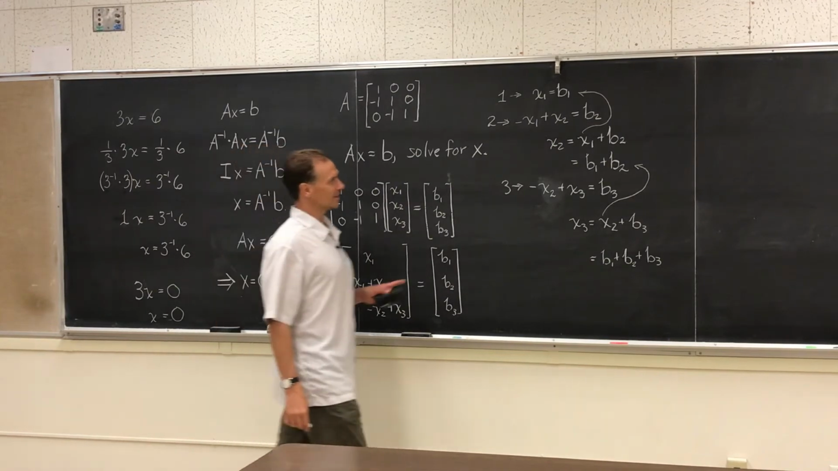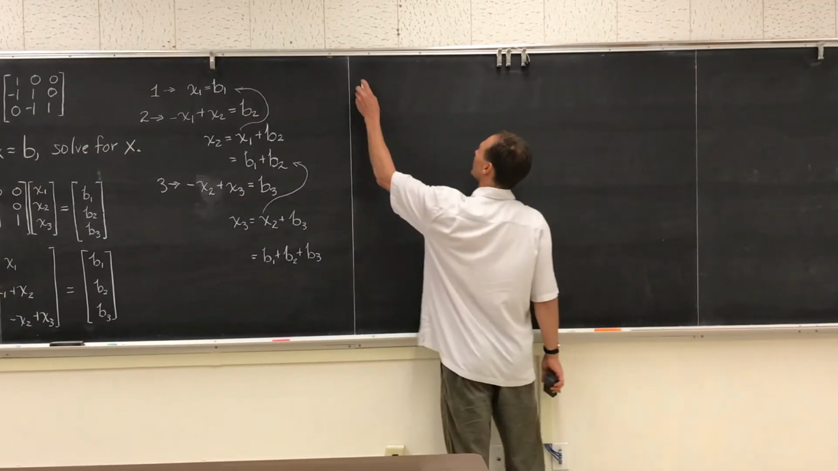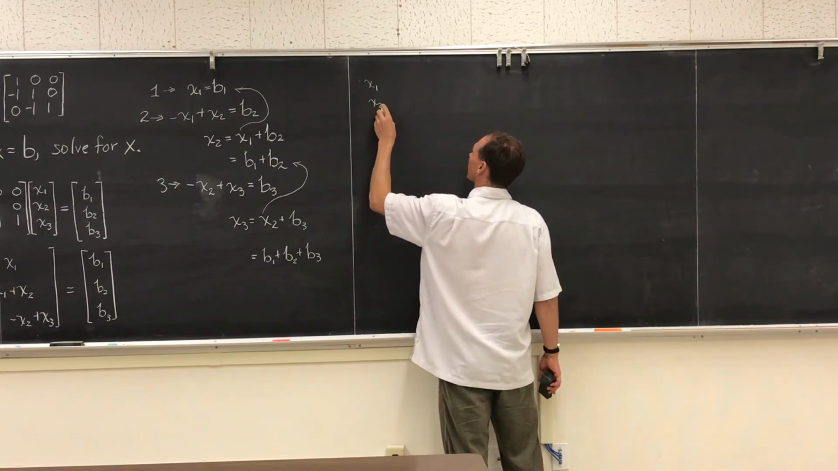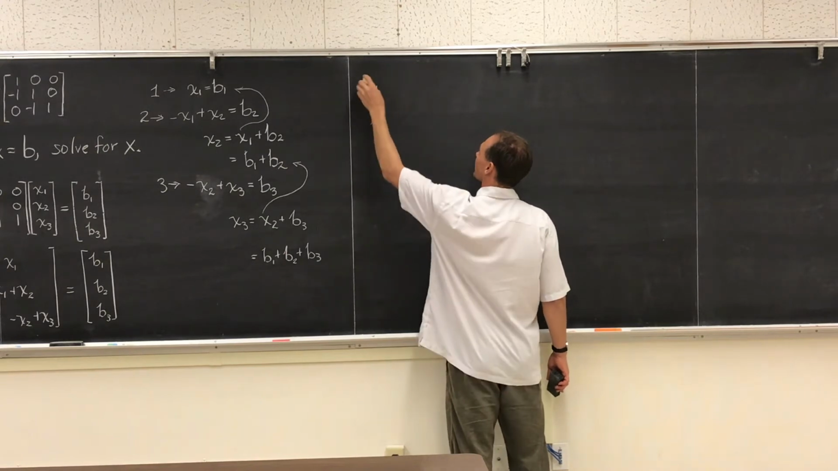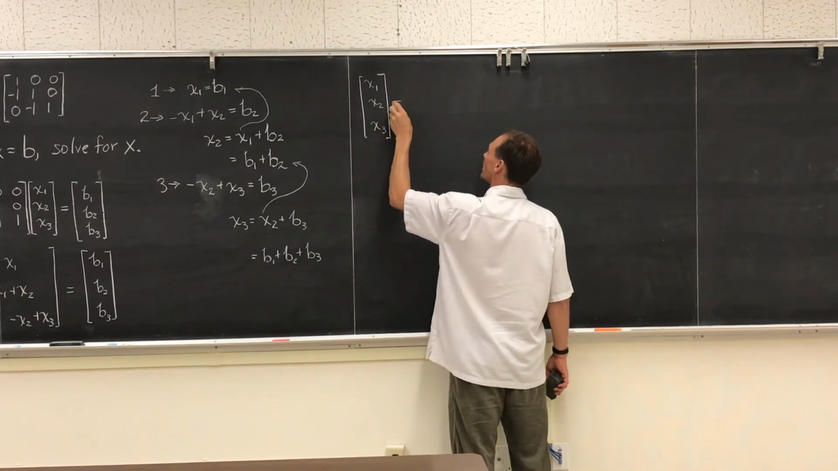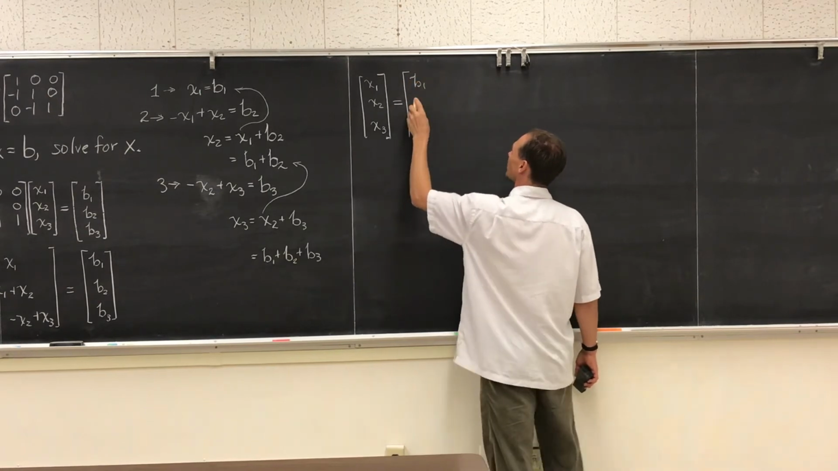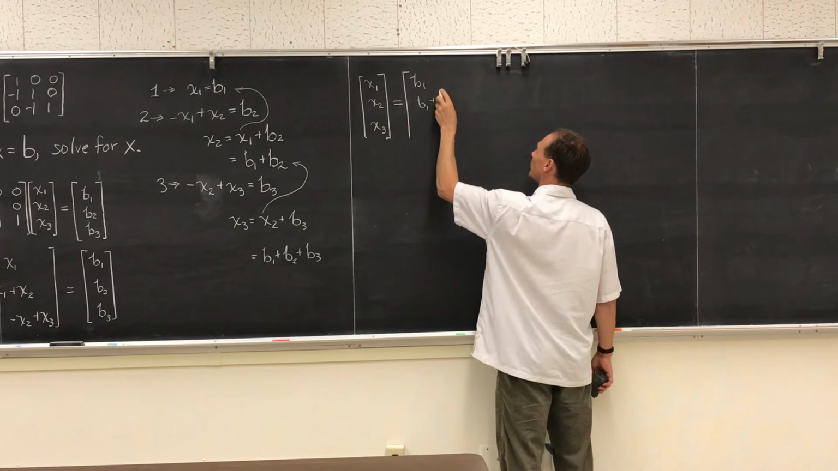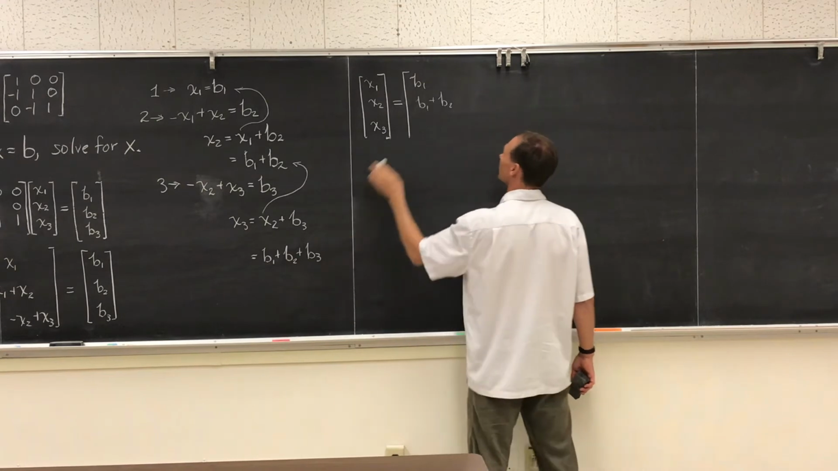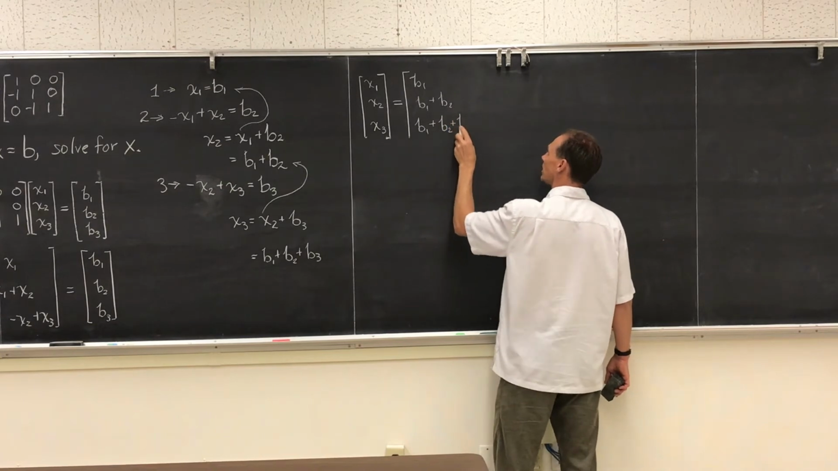We solved it. Let's come over here and let's write our answer that we've just uncovered. Notice this, the vector x is x1, x2, x3. And this is equal to, well, what did we just discover? It's equal to b1, b1 plus b2. There's my x2. And my x3 is b1 plus b2 plus b3.